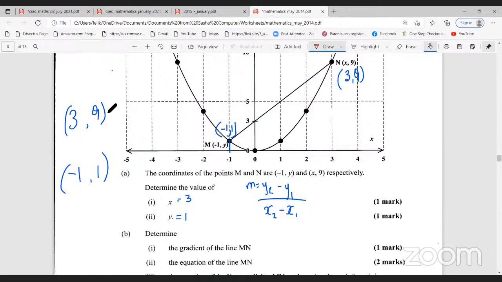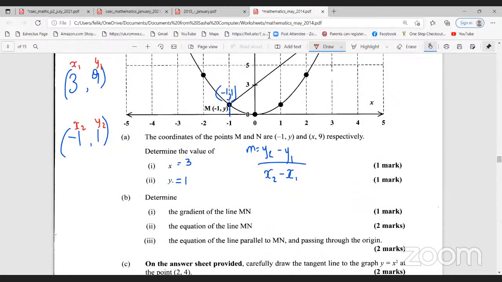No. Negative. You need to tell me if 3, 9 is going to be the ones or negative 1, 1 is going to be the ones. All right, let me make it easier for you. 3, 9 is going to be x1, y1. Negative 1, 1 is going to be x2, y2. So I've made the top one, 3, 9, identified as ones. And the bottom one is identified as the twos, x2, y2. Good?